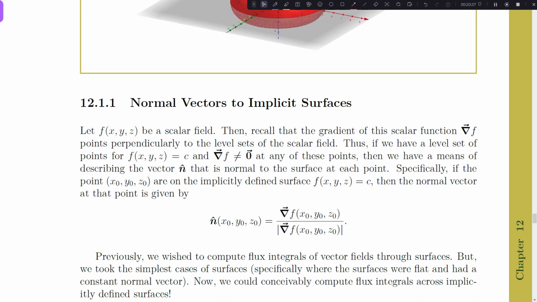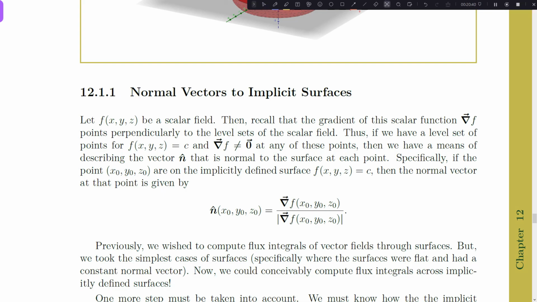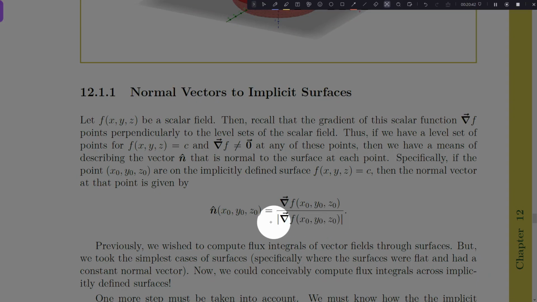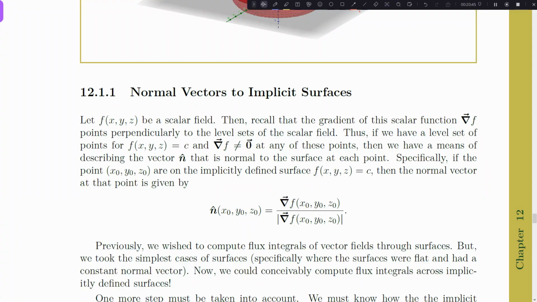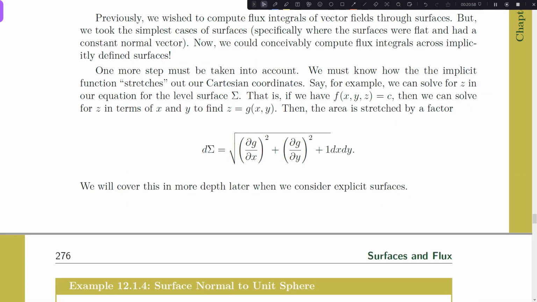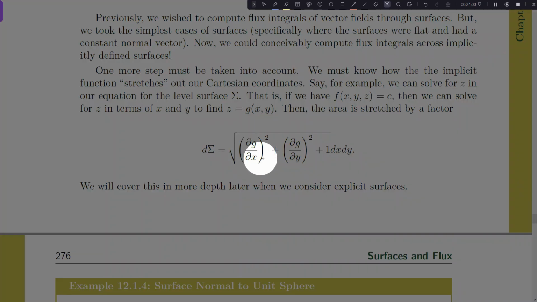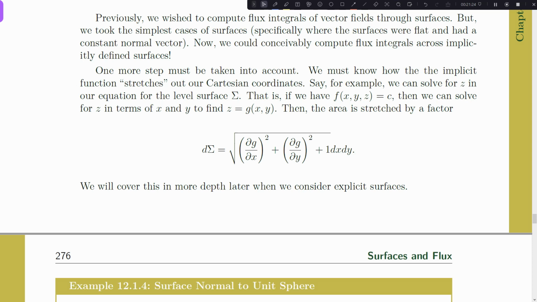And that's just calculated with the gradient. If we want it to be a unit vector, obviously we divide by the magnitude of the gradient. I won't cover this piece right now. This is somewhat equivalent to our arc length formula, except we're adding this 1 in the third dimension. And the 1 is basically what's going to give us a little bit of a surface calculation instead of an arc length calculation. But you'll notice at the bottom we're covering this much more in depth later, so don't worry too much about it now.